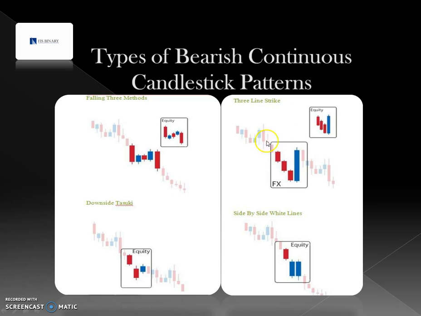Now, the next one I'm going to talk about is the 3-line strike. A 3-line strike forms when 3 bearish candlesticks follow each other, followed by a bullish candlestick which opens either at the same closing price of the bearish candlestick or below the closing price of the bearish candlestick, but closes above the opening price of the first bearish candlestick. When this pattern forms as well, it indicates that an existing downward trend will continue in the same downward direction for some period of time.